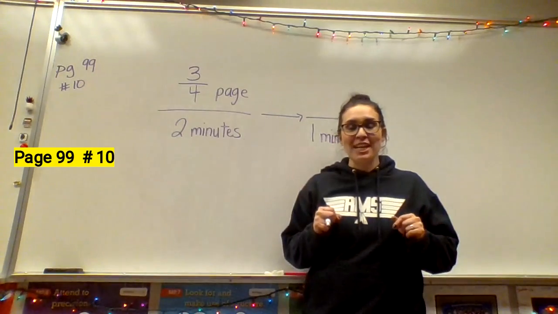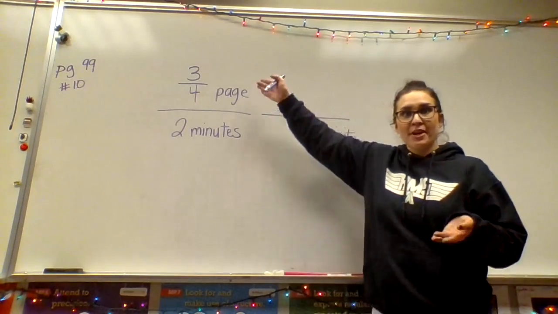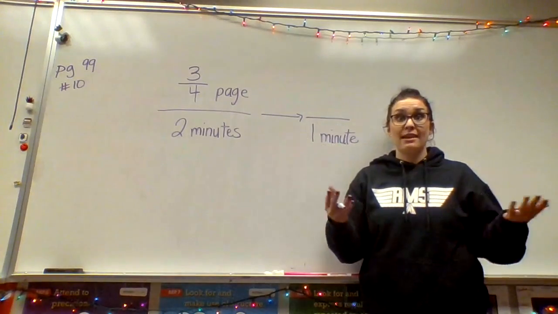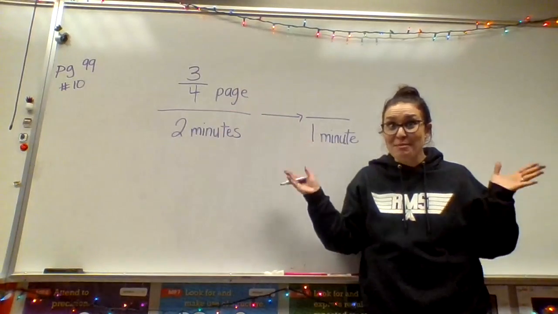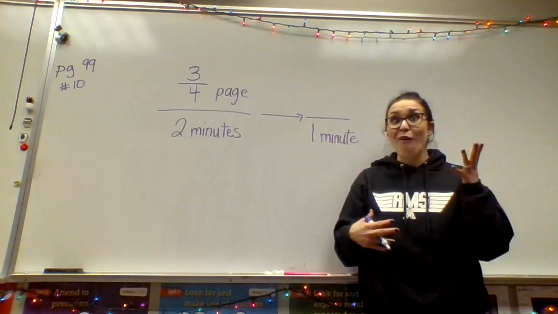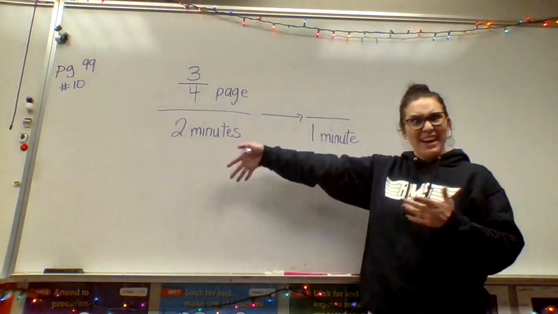Next, I'd like to look at page 99, number 10. Now this has a rate that is comparing the amount of pages and the amount of time it takes to read that page. This kind of looks like a complex fraction. Do you remember that from a couple weeks ago? A complex fraction is when we have a decimal or a fraction in either the denominator or the numerator of a fraction, right? Kind of looks similar.